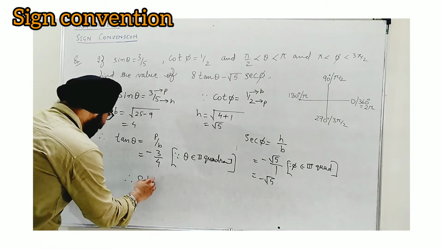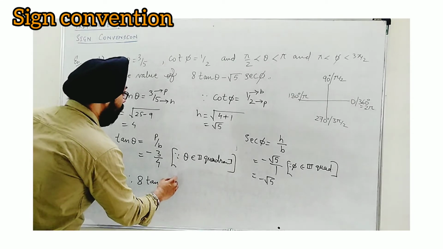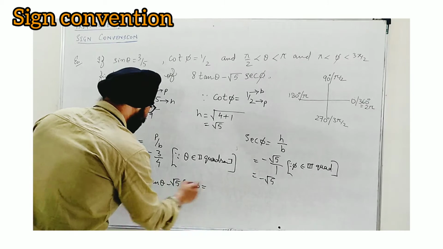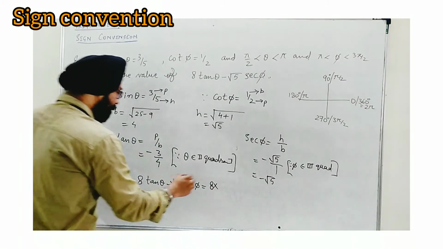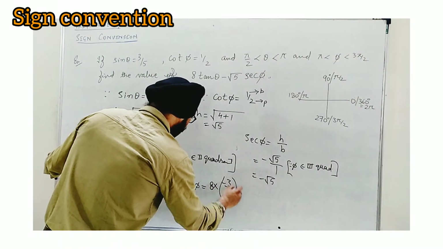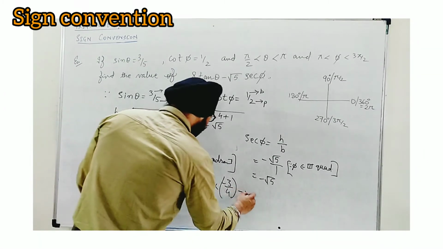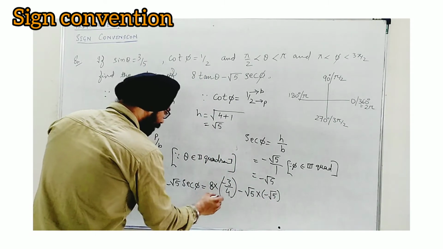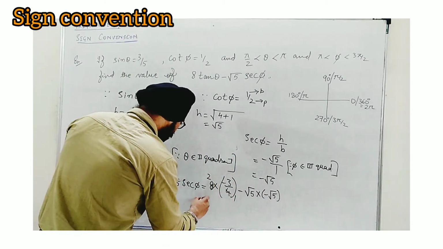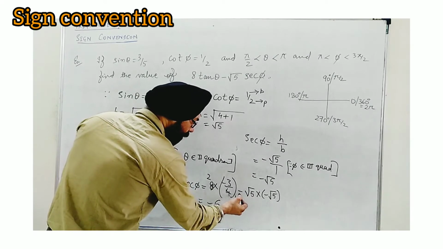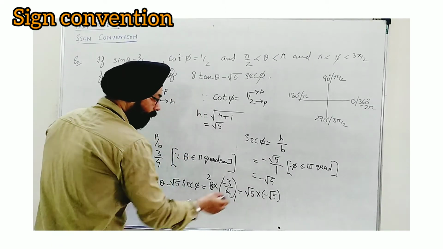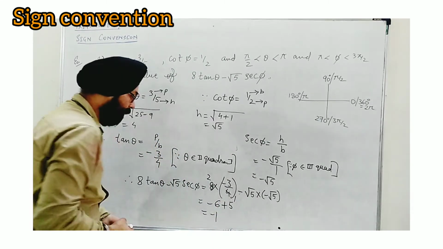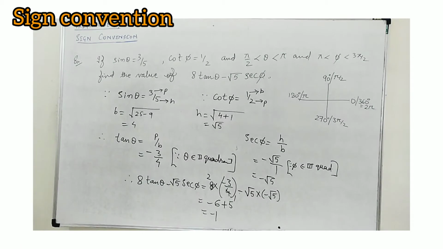Therefore, 8 tan theta minus root 5 sec phi is 8 into tan theta, means minus 3 by 4, minus root 5 into minus root 5. Evaluating, 4 ones are, it becomes 2s are, so minus 6. Root 5 with minus sign and other also root 5, the product will be plus 5 and the result is minus 1. We have obtained the value of the expression as minus 1.